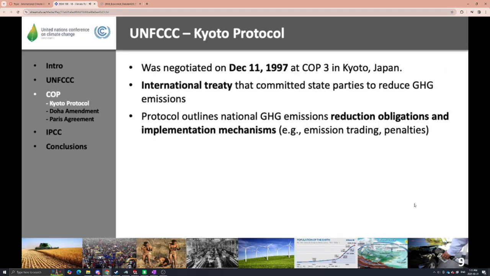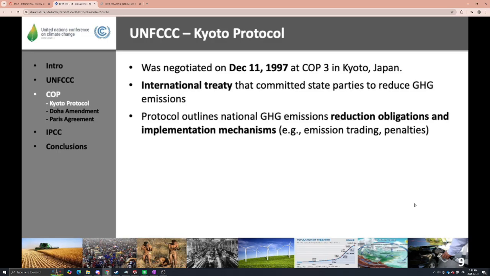The Kyoto Protocol was the first international treaty that committed countries to reduce CO2 emissions. These types of protocols specify how much different countries need to reduce their emissions, and they outline the mechanism for implementation. For example, whether emissions can be traded between countries and what penalties apply when a country does not fulfill its commitment.